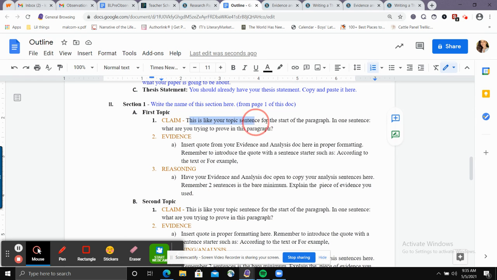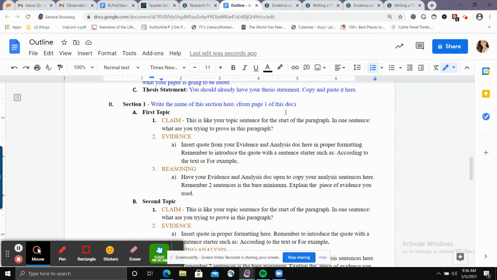Now, something new is the claim. So this, you're going to have to write off the top of your head here. I do recommend maybe writing the claim for last. And that's why I'm telling you it third here, because it has to relate to the evidence and reasoning, and it has to be in one sentence, what are you trying to prove in this paragraph? So we have to practice writing a strong claim of what you're trying to prove.